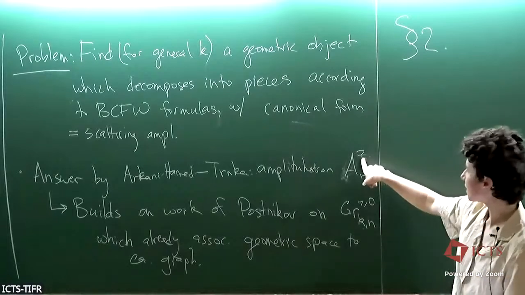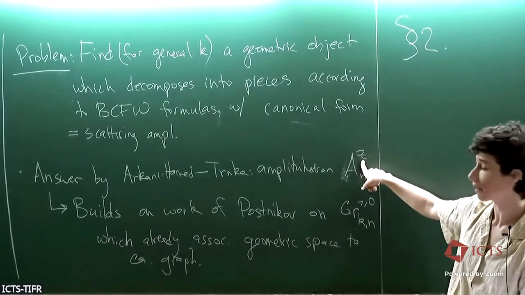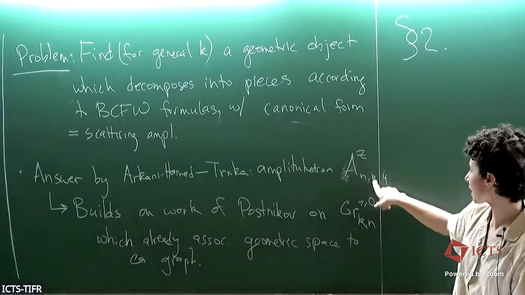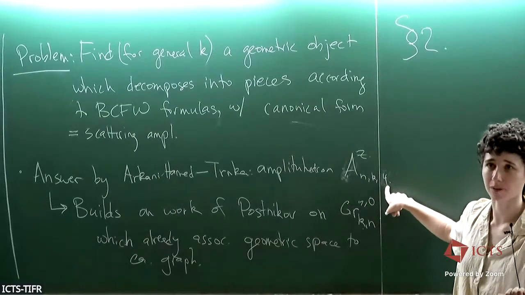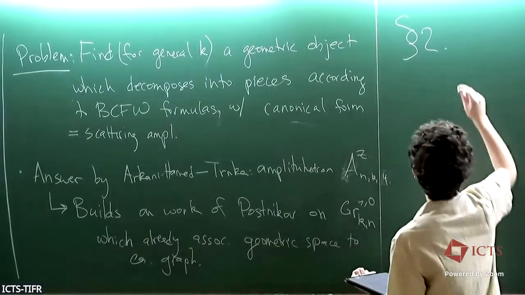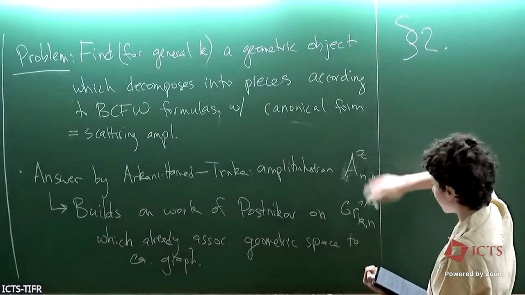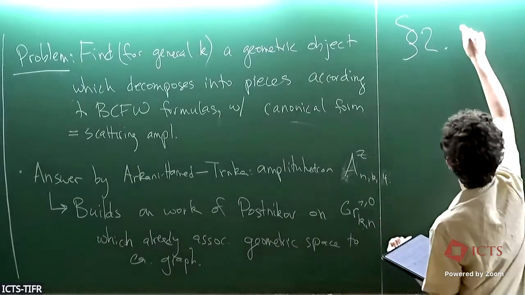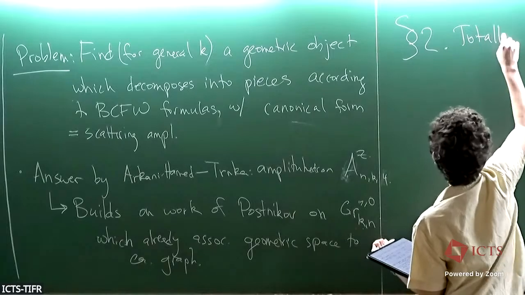Yes, Z is some parameter matrix, and then n and k are the same, and this 4 here is because space-time is 4-dimensional. Okay, but for now, I'm not really going to talk about the Amplituhedron at all. I'll just talk about the totally non-negative Grassmannian.